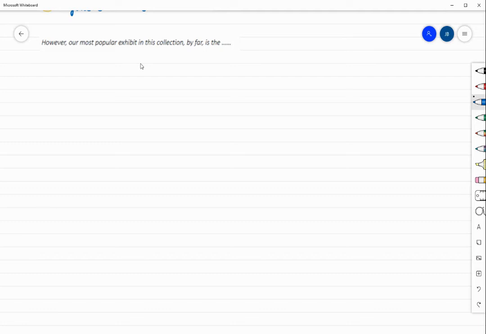Now, the way we're going to do this is following on from the end paragraph. Because we're completing a sentence, we won't start with a full stop. But what I'd like you to do is make sure that you copy, "However, our most popular exhibit in this collection, by far, is the." And I'm going to start my model now.